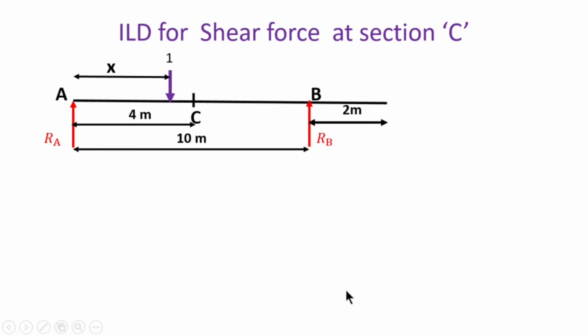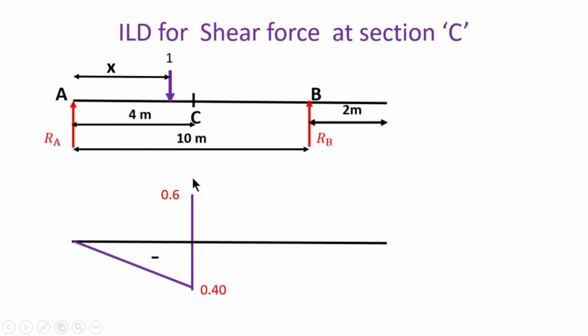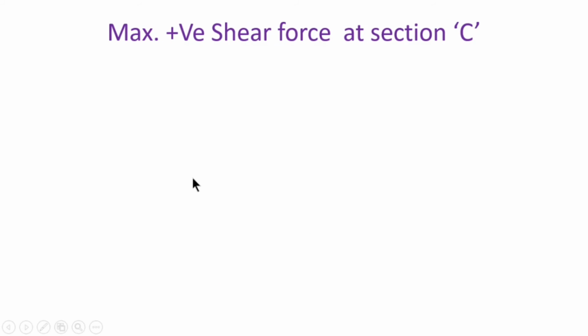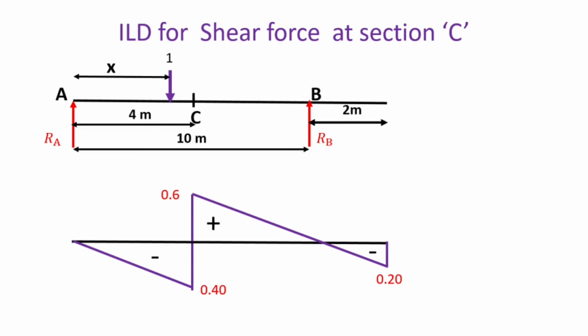Then next, for the calculation of maximum positive shear force and negative shear force, you have to first draw the ILD for the shear force at section C. So again apply the unit load on the beam and draw the ILD. So this is our ILD. Below the line is the negative area and above the line is the positive area.